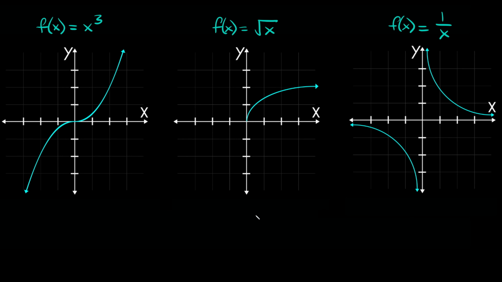So in this video, I want to quickly cover the differences between these three different graphs, right? The three different parent functions are written right here at the top. First we have this cubic function, which is f of x is equal to x cubed. And then here we have the square root parent function, that's just f of x is equal to the square root of x. And lastly, we have the rational parent function, also called the reciprocal parent function, which is f of x is equal to 1 over x.